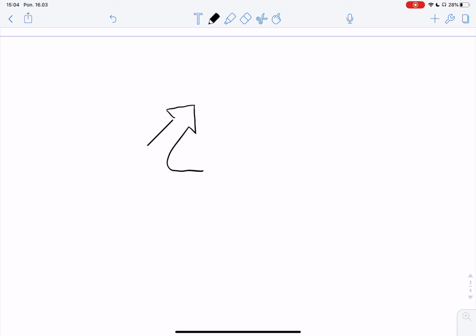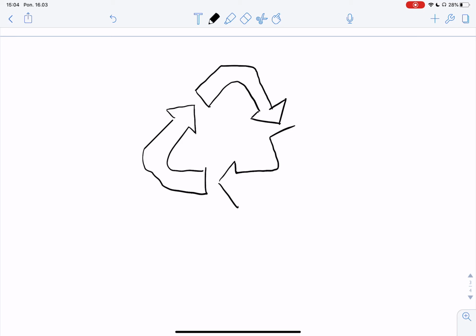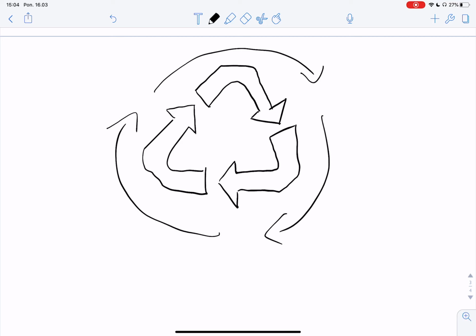And guys, you know this symbol, right? Where we have this arrow. Guys, this means that an item can be recycled, and this whole symbol was taken directly from the fact that the matter is constantly circulating in our world.